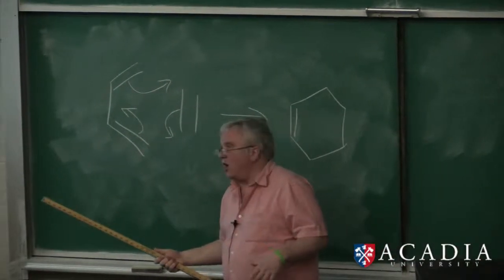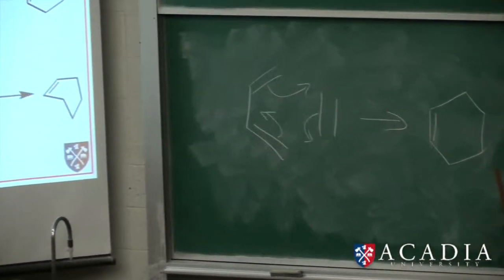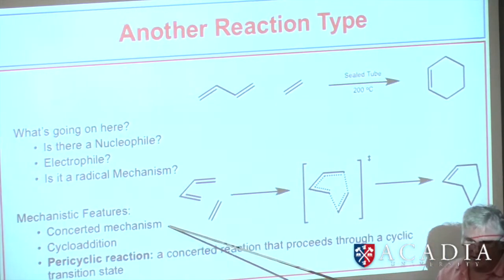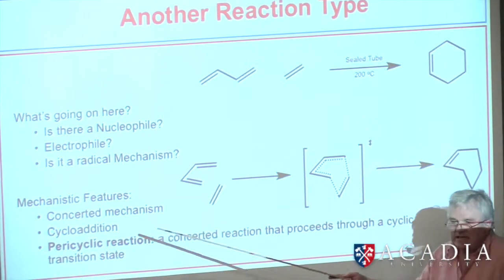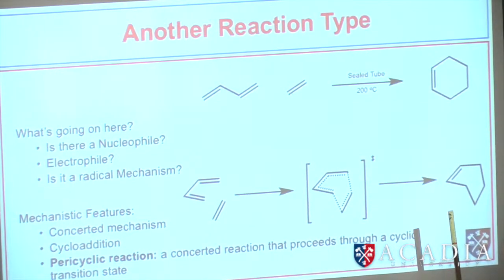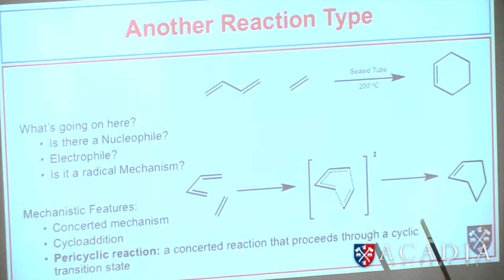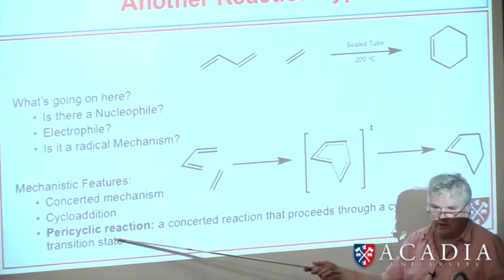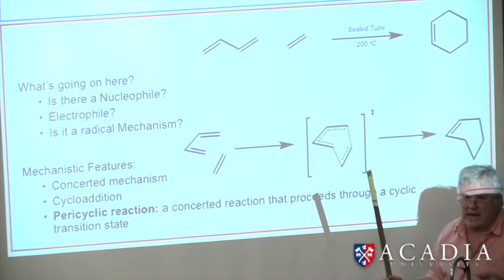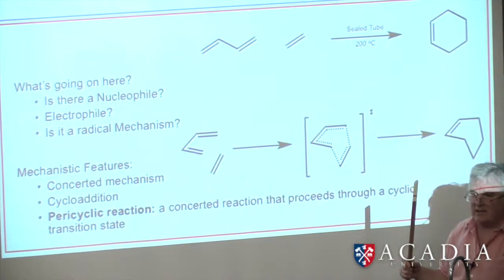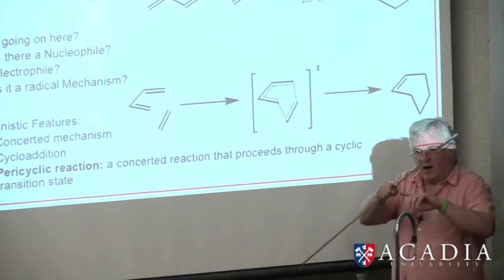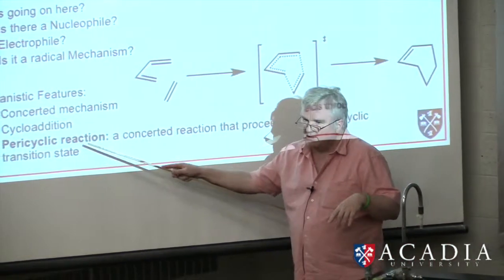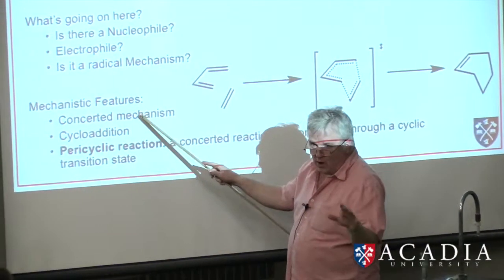This is called the Diels-Alder reaction. And what kind of reaction? The mechanistic features. It's a concerted mechanism. We'll talk about that in just a second. Cycloaddition. That's because we're doing an addition reaction and forming a cyclic structure. It comes from a bunch of reactions that are known as pericyclic reactions, which are reactions that go through concerted mechanisms with a cyclic transition state of a conjugated pi system. There's a whole bunch of reactions that are pericyclic reactions. We're going to look at just one here.